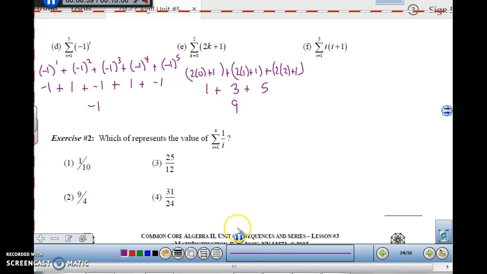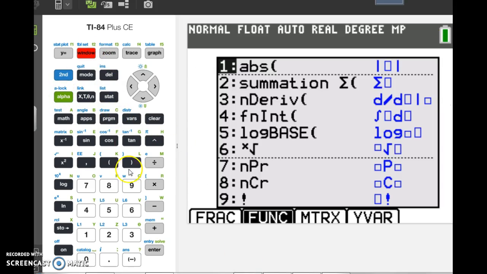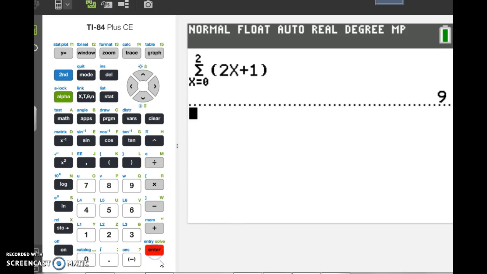There we go. Now if I want to do it on my calculator, alpha window key, summation, x equals 0 to 2 of 2x plus 1. Notice that you make sure that your index and the variable you put in for the function are the same. And it equals 9. So we got the same answer.